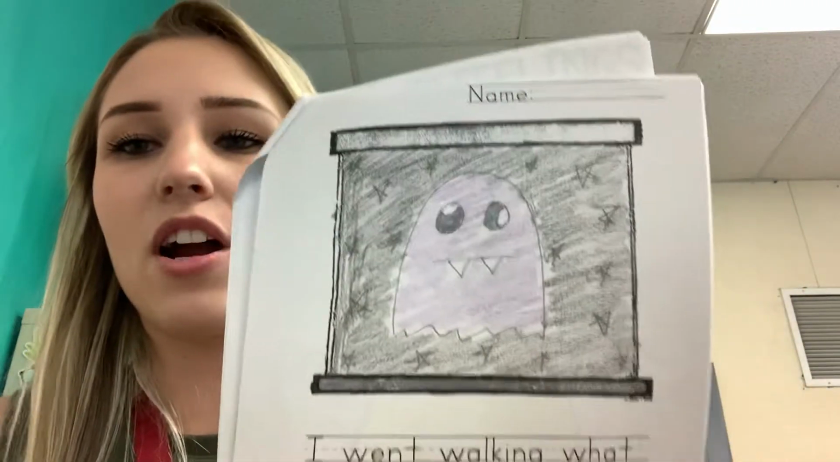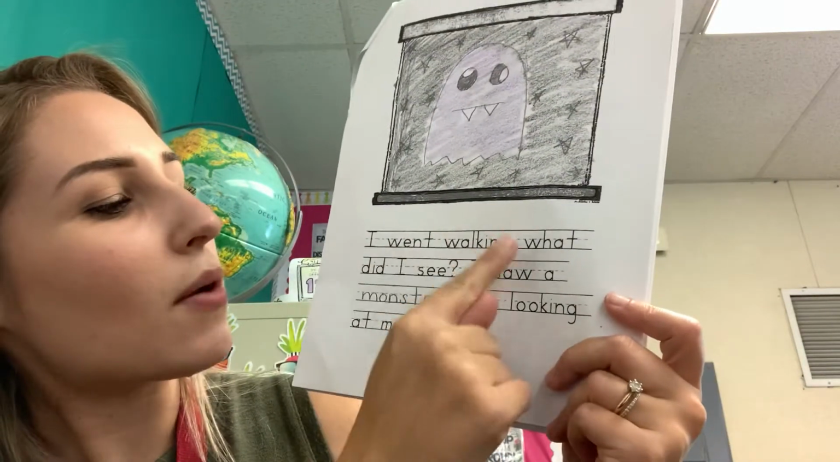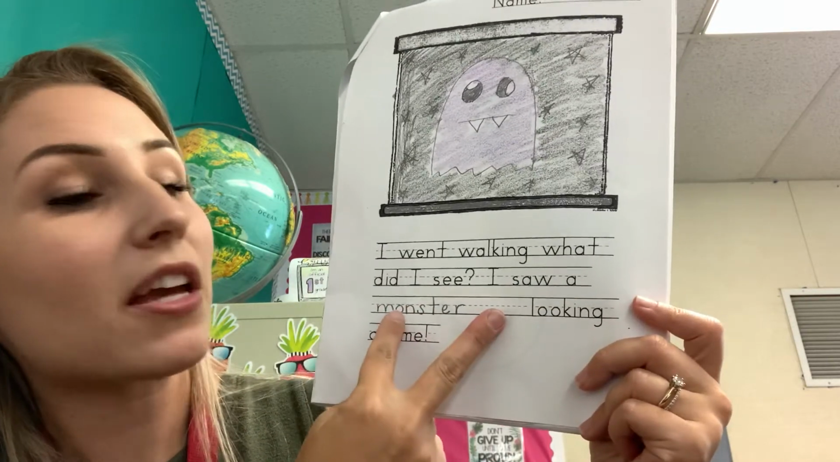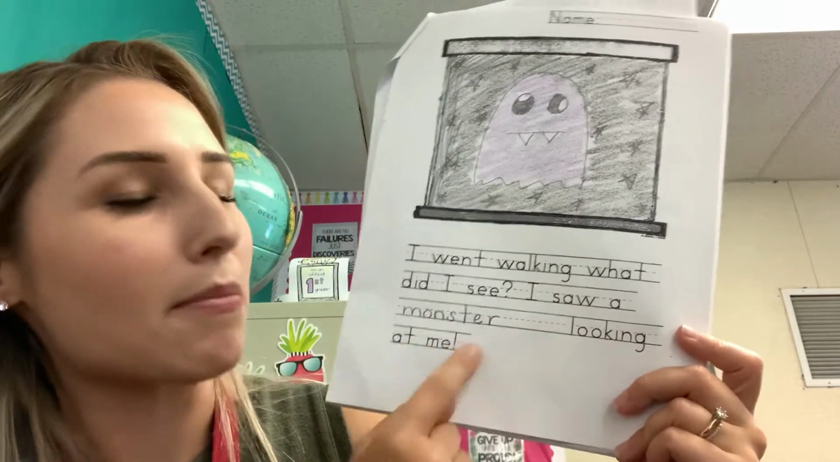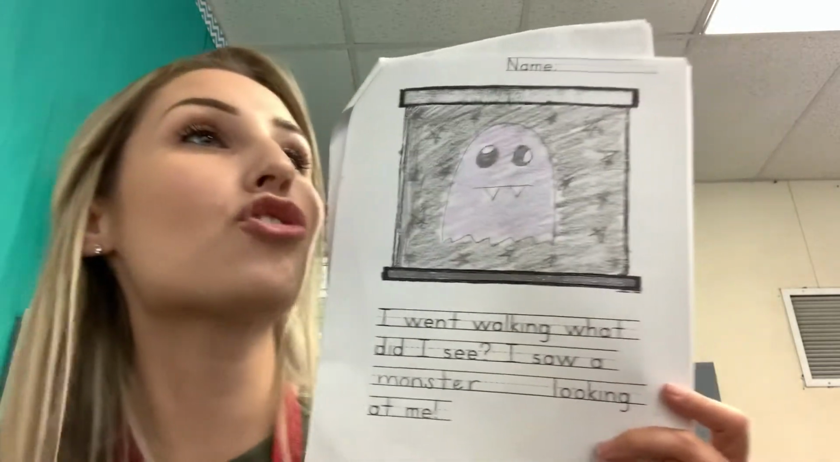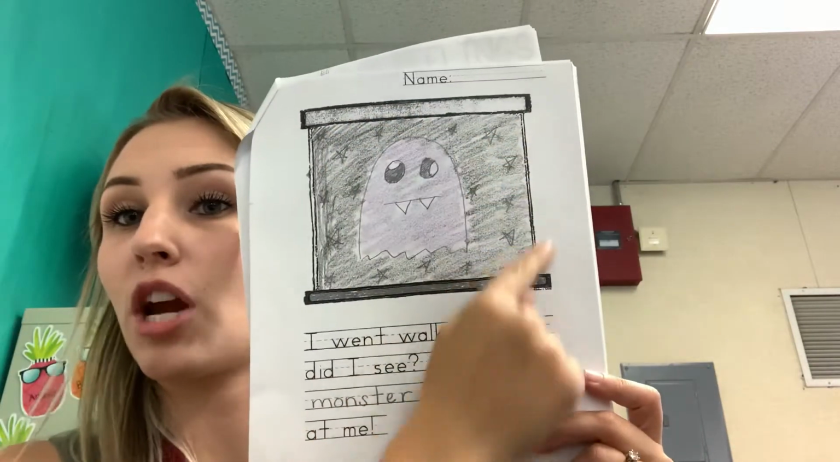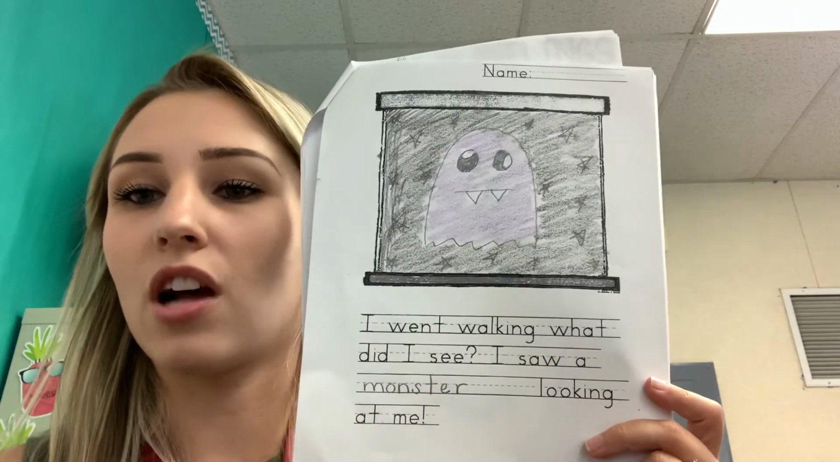And then the story is called I Went Walking, and all the different things that the characters saw when they went on a walk. And so we filled out this next page in the packet that says, I went walking. What did I see? I saw, and then there's a really big blank, and you get to fill in the blank with whatever you want to put in there. I saw a blank looking at me. Lots of students did a cat or a dog or a bird or a tree. Mrs. Kennedy chose a monster, and so she drew, which I want you to do too, a picture of whatever you said you saw when you were walking.